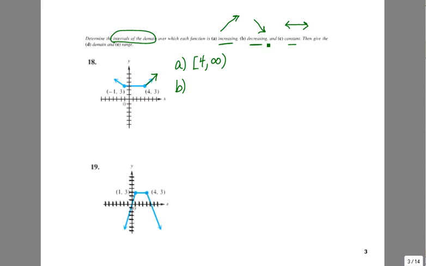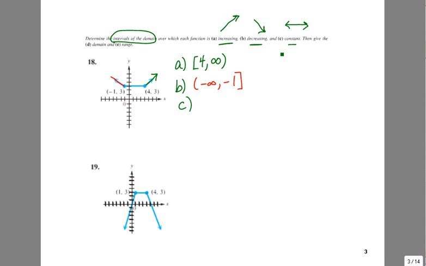Part B, where is it decreasing? Well, it's decreasing on this piece over here, right? As we move from left to right, we're coming down. That is all the values to the left of negative 1. So that is from negative infinity to negative 1 with a bracket.